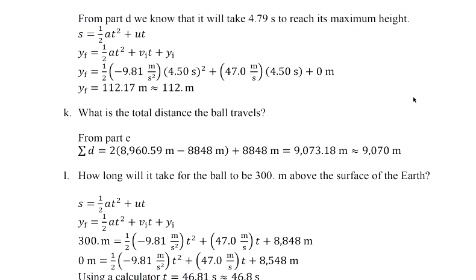Part K, what is the total distance the ball travels? So it's the ball going up plus the ball going down, plus the ball going down from where it was thrown from to 0. So that's why there's a 2 here. Because the ball goes up and down, and then it reaches where it was thrown, and then we have to go from 88.48 meters to 0.